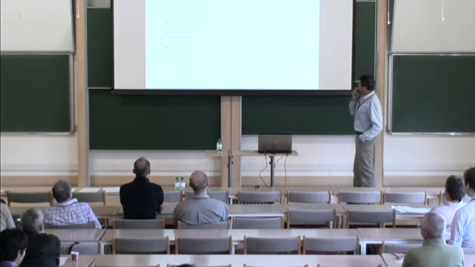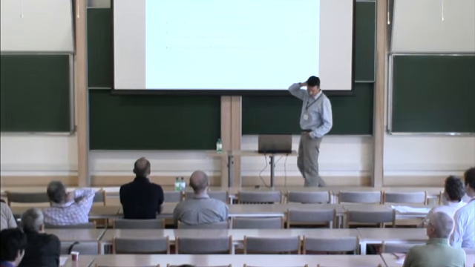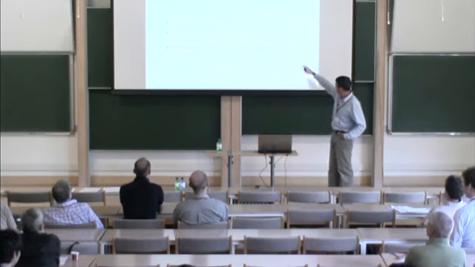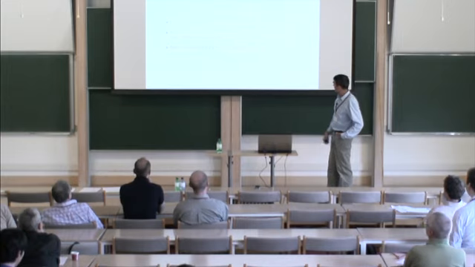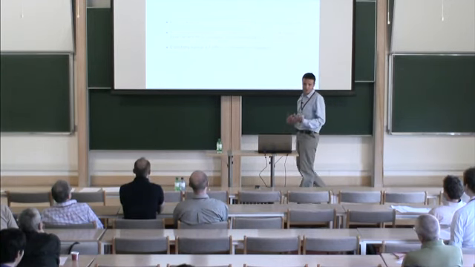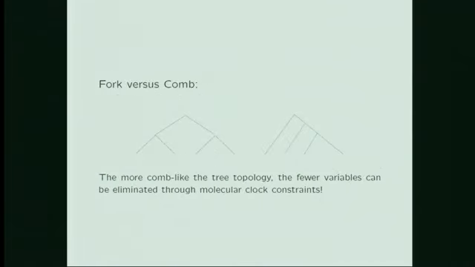And so Chor and Snir used this approach to essentially solve the resulting polynomial optimization problem in the case of four taxa and two states. They solved this via algebraic techniques, essentially via elimination. So they set up the KKT system, which is a system of polynomial equations, and they solved it algebraically. But of course, this becomes very quickly very complicated.